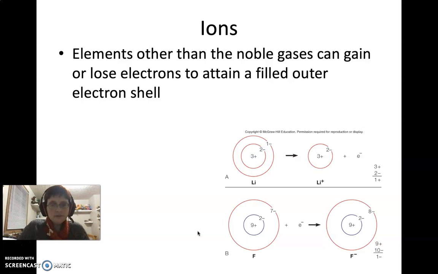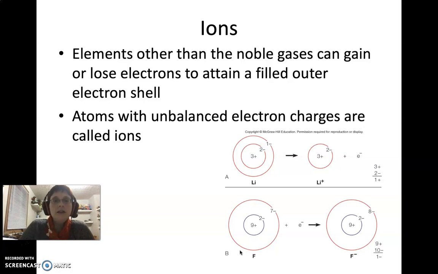So there are a few elements that tend not to do this, to not become ions. Things like carbon, the whole group that carbon is in, they tend not to create ions, but the alkali metals, the alkaline earth metals, the chalcogens and halogens, they all tend to do this gain or loss of electrons. So you can see here we've got lithium and fluorine as our 2 examples. And what happens is when they gain or lose electrons, that actually unbalances the charges, and that's why we call them ions, to show that they have those unbalanced charges versus being a neutral atom.